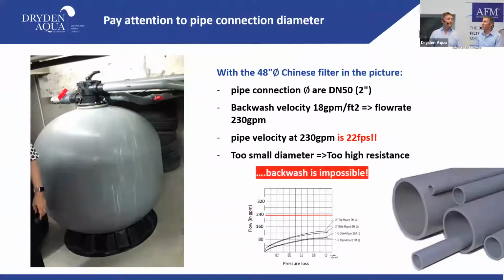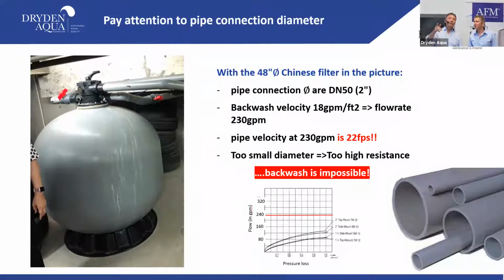So here's another beautiful example that we brought home from China. You see a 48-inch Chinese filter here. Pipe connection is DN50, 2-inch. Backwash velocity, 18 gallons per minute per square foot. That's what we require. It gives a flow rate of 230 gallons per minute. This gives a pipe velocity of 22 feet per second. World record? We said 6.5 is the maximum. You should not go higher than that. So this is too small. You will never be able to backwash this filter.